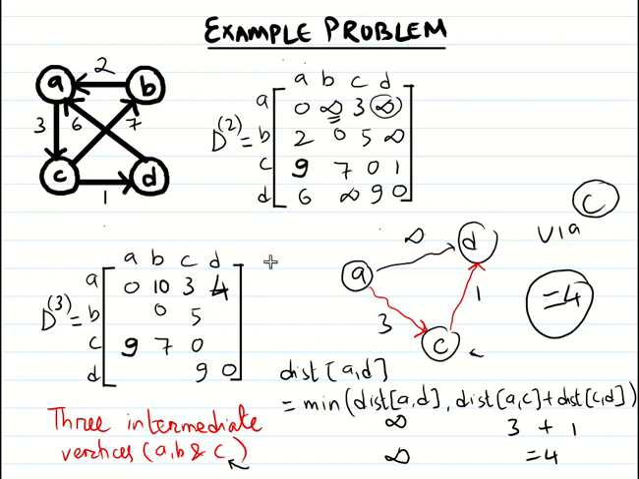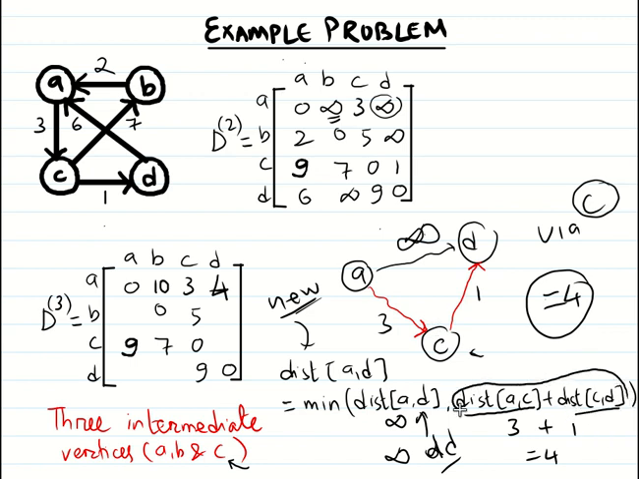This becomes 4. So now if you look at this, this is the formula for finding the distance. This is the new distance that is going to be stored in D3, this is the old distance that I have already stored in D2, and this is the distance from A to C, and this is the distance from C to D. So this is a new distance via C, which is 4. So 4 and infinity, whichever is minimum would be the new distance. So new distance is 4. This is the formula for calculating the distance.